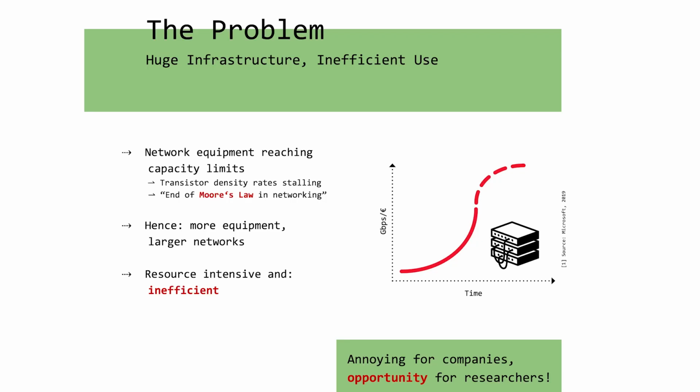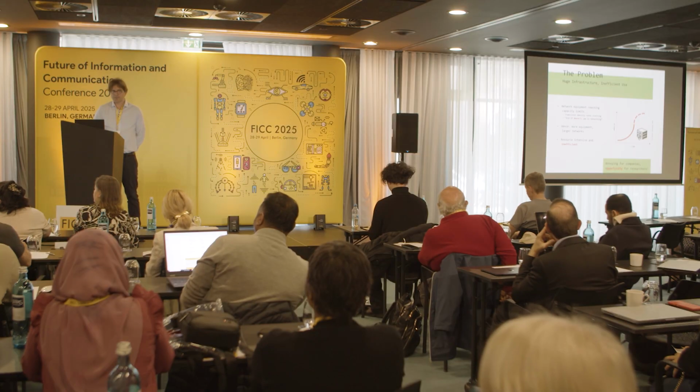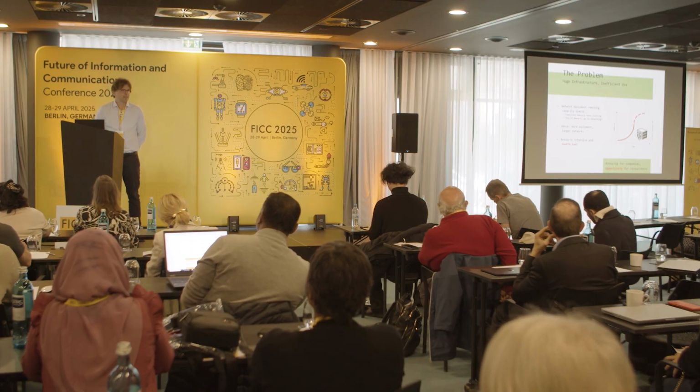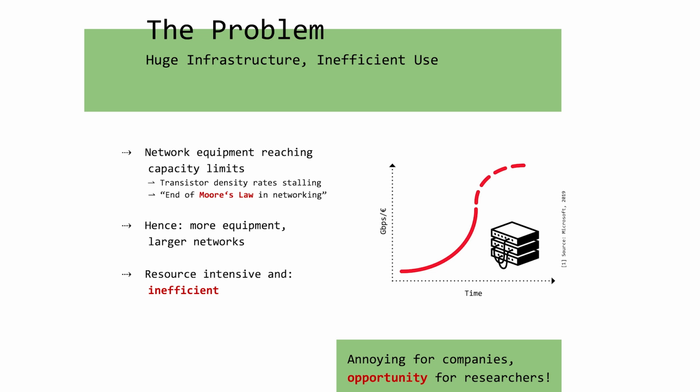And the problem here is that currently we have this Moore's law everywhere, and this Moore's law also applies in networking. Network equipment is actually reaching capacity limits. Transistor density rates are stalling, power density rates are stalling. So we need more and more equipment and larger networks. And this is quite resource intensive and inefficient. I want to show you one of the reasons why this happens, and we will also see what's currently happening to solve this issue.